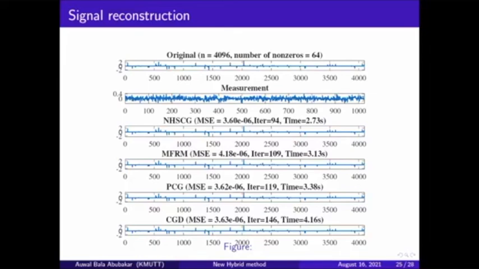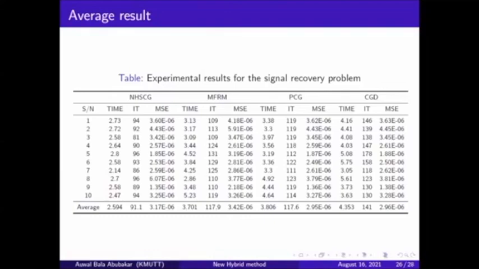And then we repeat this experiment a number of times and take the average. You can see from this table, we repeat the process 10 times, and we record the time, the iterations, and the MSE. Each time we run the algorithms, and then we take the average. With respect to the time and the iterations, you can see the average of the new algorithm is the least. However, in terms of the MSE, it is better than MFRM, but not less than those of the PCG and CGD.